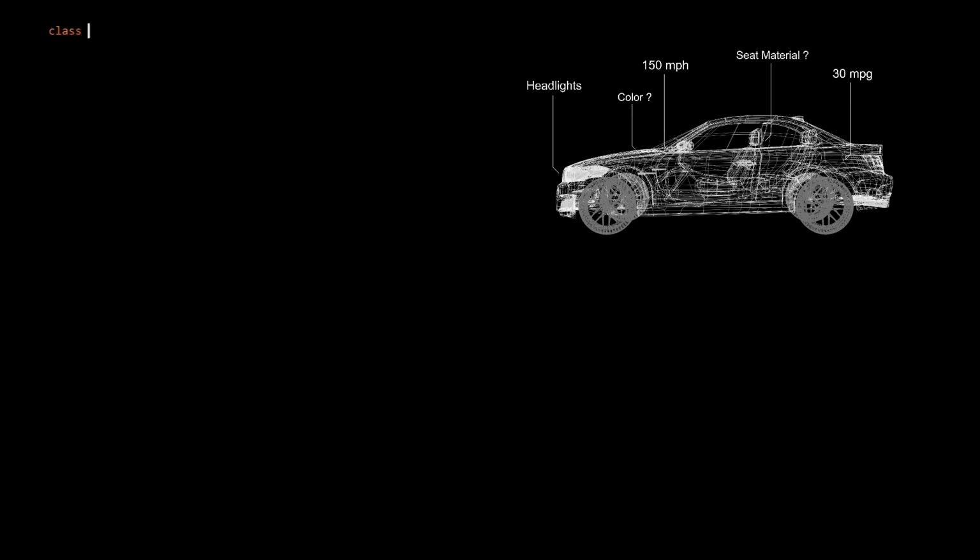We use the keyword class followed by the name that we want, and now we can define the attributes that we talked about. So we have top speed, MPG, and headlights. And headlights for now can only have the values of off or on. I'll also define an attribute called location, which tracks where the car is in a one-dimensional space, which means the car can only go forwards or backwards. I'll come back to this later in the video.